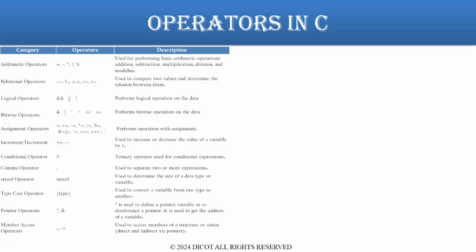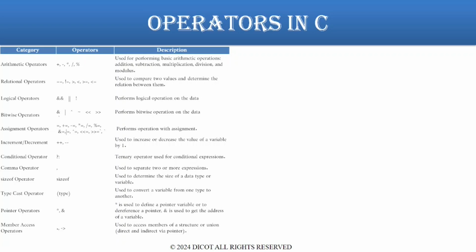Increment or decrement operator. They are used to increase or decrease the value of a variable by 1. Conditional operator. A ternary operator used for conditional expressions. Comma operator. It is used to separate two or more expressions. Sizeof operator. Sizeof is used to determine the size of a data type or a variable. Typecast operator, used to convert a variable from one type to another type.